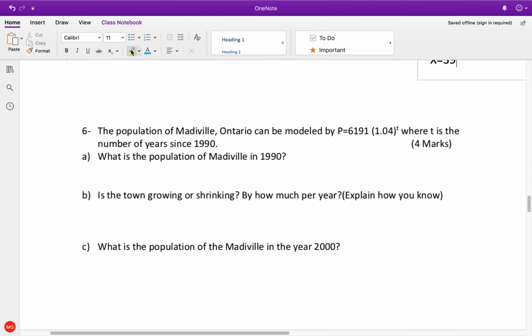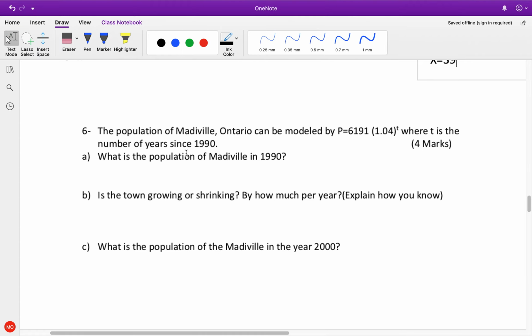Now here, looking at the population of Mattyville, Ontario, can be modeled by the following equation, where T is the number of years since 1990. What is the population of Mattyville in 1990? Well, since this format happens at 1990, that means this right here is our original amount. So our original population is 6191.